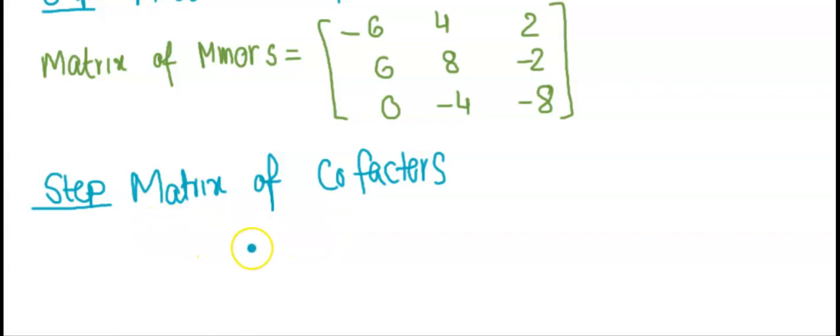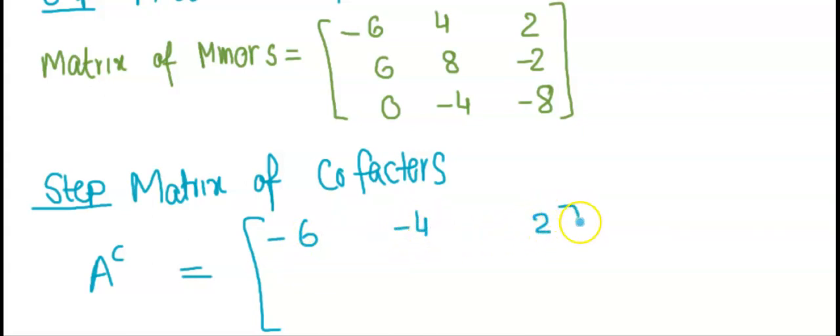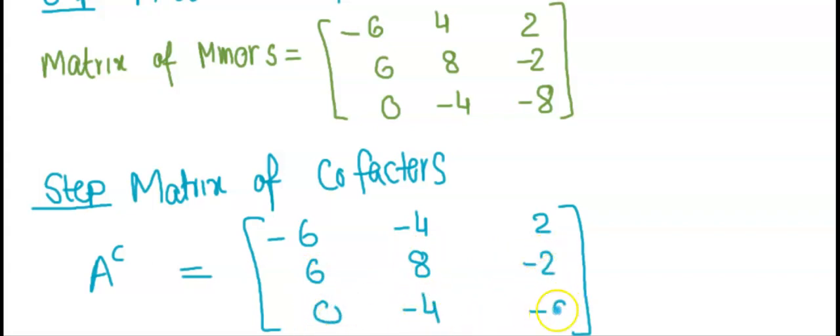So that will be minus 6, minus 4, 2. Actually, let me write the matrix first and then I change the sign. 6, 8, minus 2, 0, minus 4, minus 8. Then you just change the sign of these ones. So I already changed the sign of that one to negative. That will be a negative. That will become a positive, and that will become a positive.